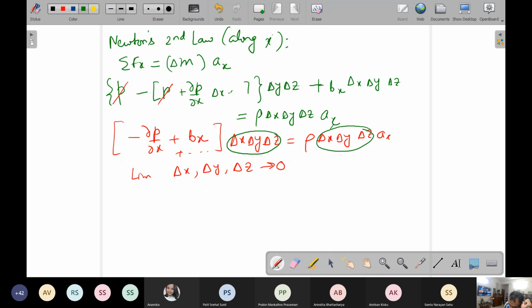So when we take that limit, we can cancel this because they are tending to 0, so they are not equal to 0. And all the higher order terms which will contain some powers of delta x, delta y, delta z will also be 0. So you will get this very simplified equation. And we have only one step left from the kinematics chapter. We already know what is acceleration along x. So let us write that.